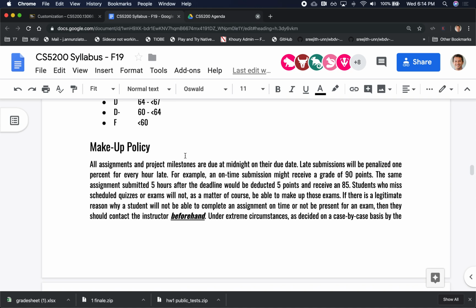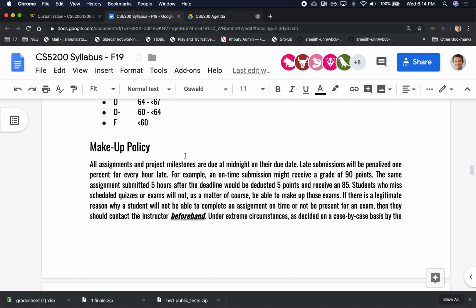Makeup policy. Usually we don't allow any makeup. But if you have some personal issues, or something in your family or whatever, please let us know. Certainly, we'll work with you.